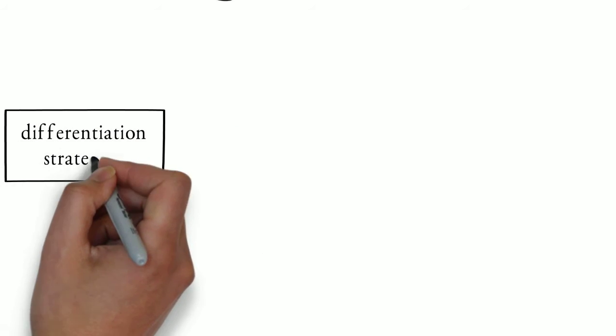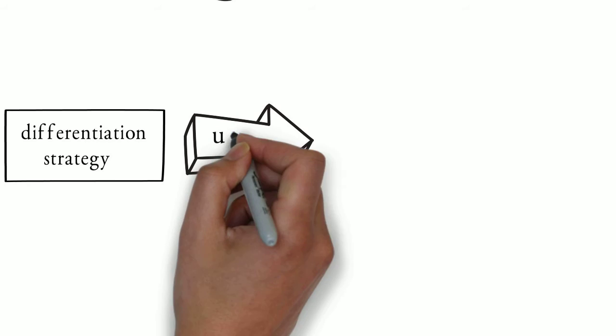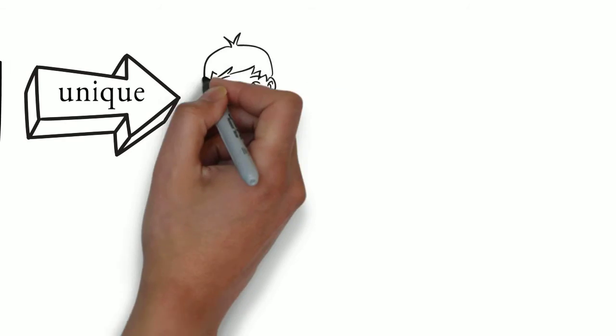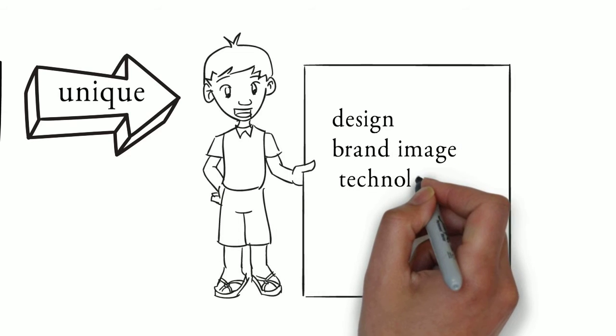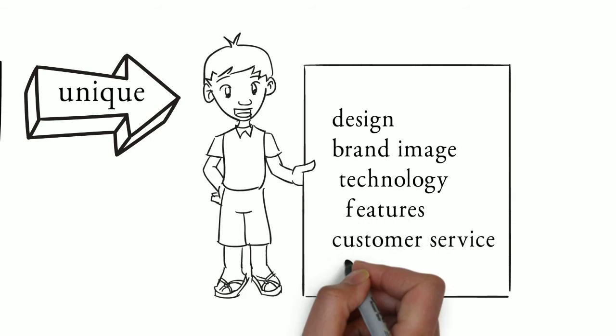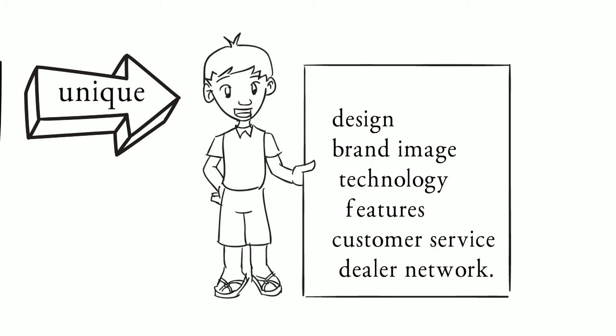Now let's move to differentiation strategies. A firm creates something that is perceived by customers as being unique. It could be achieved in various ways: design, brand image, technology, features, customer service, and dealer network. To implement differentiation strategies successfully, the firm should differentiate itself along several dimensions.